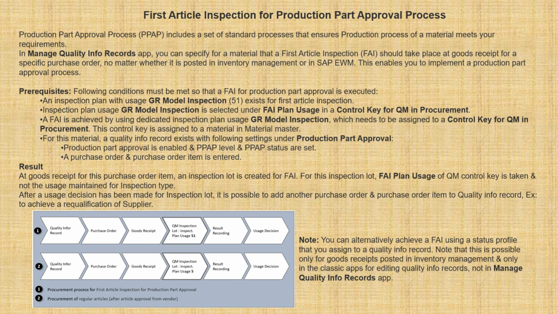There are different quality tools which are used, like advanced product quality planning, the control plan, FMEA, SPC, and PPAP is one of them. The full form of PPAP is Production Part Approval Process. First article inspection is a part of PPAP.